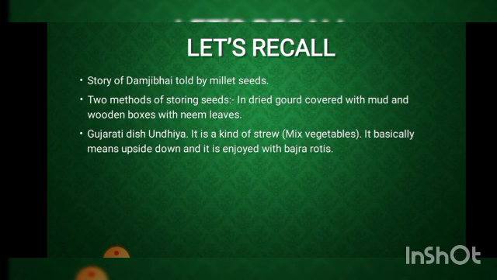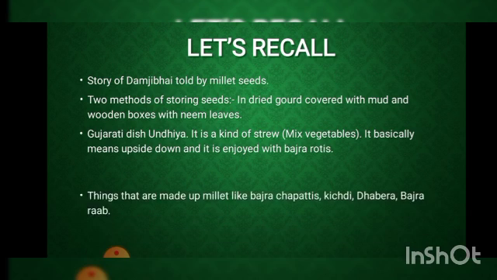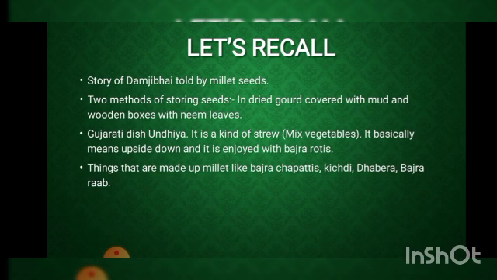Yes, we studied about a Gujarati dish. And what was its name? Undhiya, right. It is a kind of stew, and stew means mixed vegetables. Undhiya basically means upside down. And it is enjoyed with bajra rotis. We also read about various things that are made up of millet seeds, like bajra chapatis, bajra khichdi, dhebra, bajra wrap, etc.